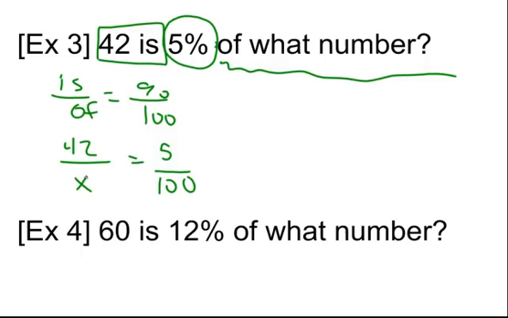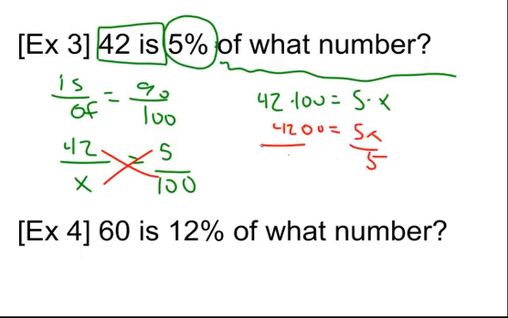We don't know. So then we would do 42 times 100 equals 5 times x, because we, again, cross multiply there. So that would be 4200 equals 5x. Divide by 5, divide by 5. And x would be 840. Now, is this a percent? It's actually not a percent because it's not in the percent. We already know it's 5%. So 42 is 5% of 840. Okay, try number 4 on your own.